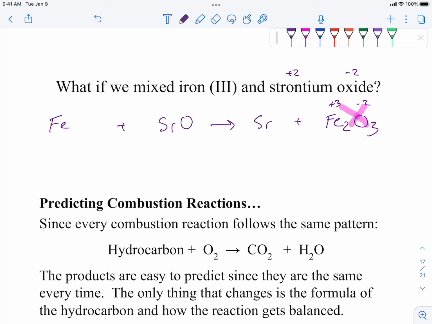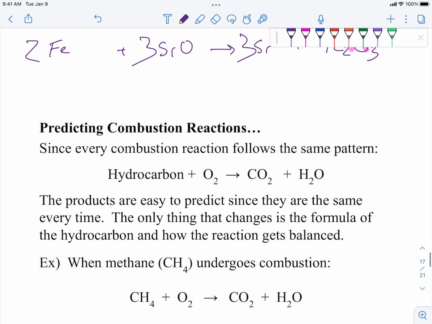All right, so to balance this, 3 there, 3 there, 2 there. Okay. So that's how we balance single replacements.